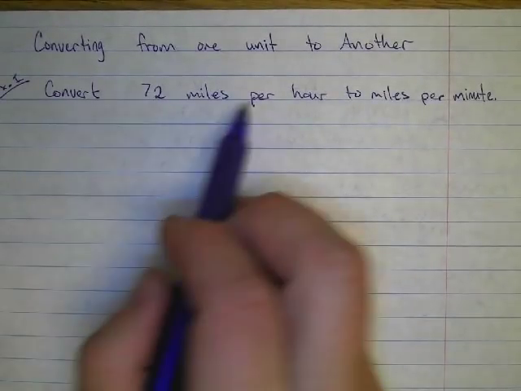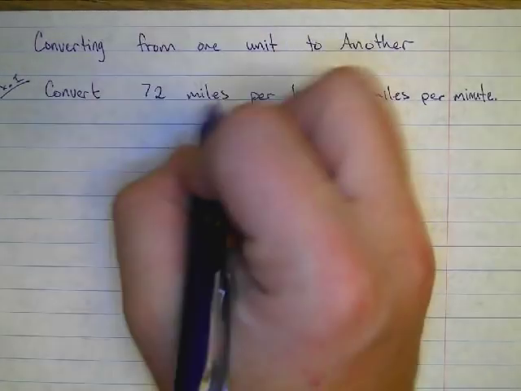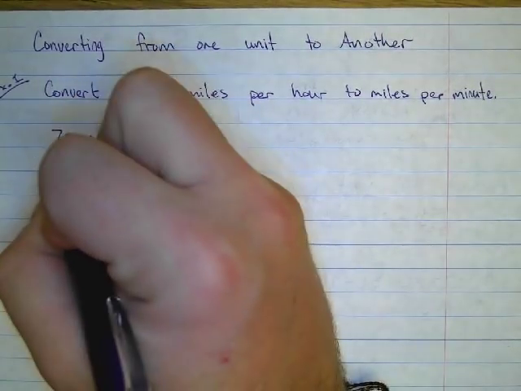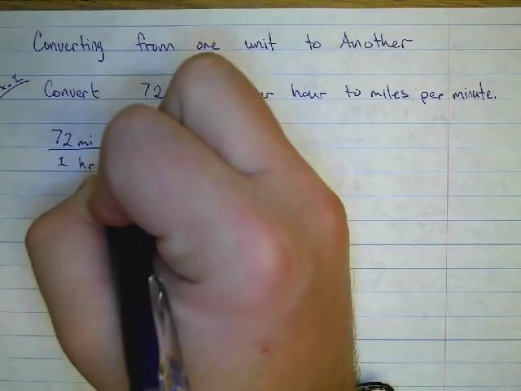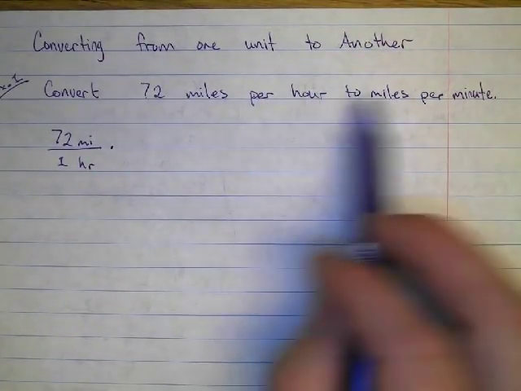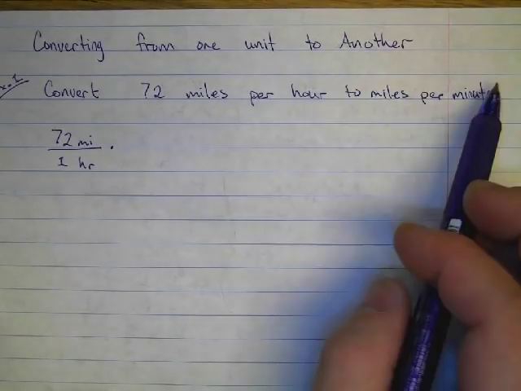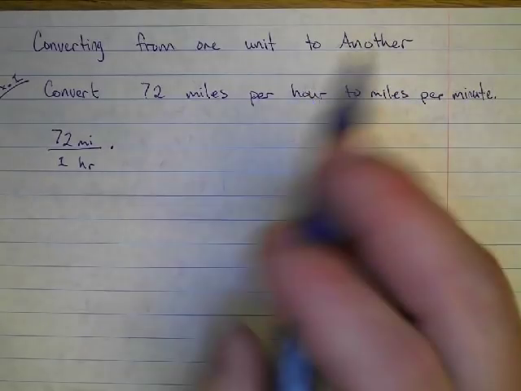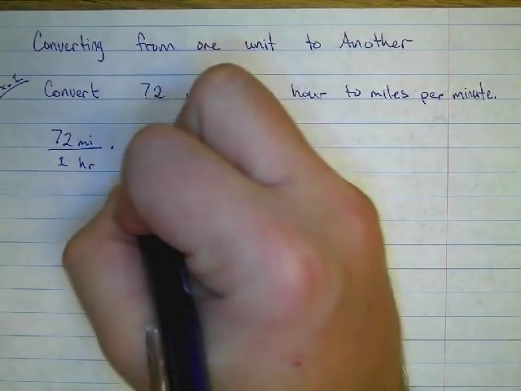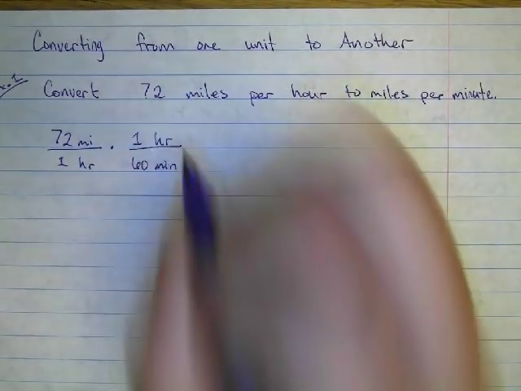So we'll write out our first one as 72 miles per hour. So 72 comes first, so it goes on top. So we'll have 72 miles per 1 hour. And we're trying to turn hours into minutes. So this is where we use what we know about hours and minutes. Well, I know there's 60 minutes in 1 hour. So since I'm trying to get rid of hours, I put hours in the numerator. And I'm trying to get to minutes, so I'll put 60 minutes in the denominator.